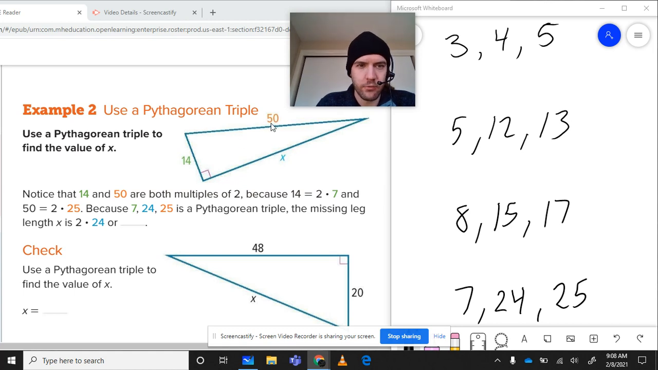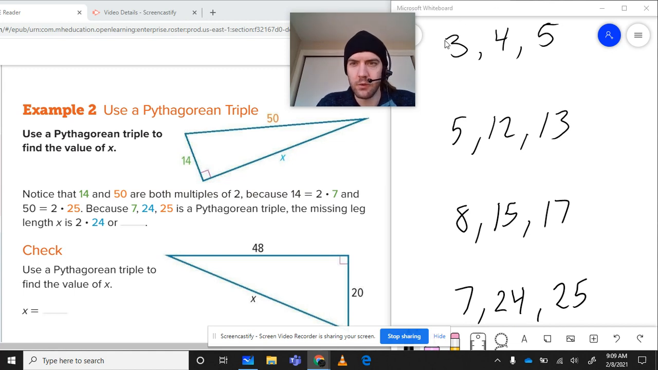So here we have 14 and 50. Notice that 14 and 50 are both multiples of 2, because 14 is 2 times 7, and 50 is 2 times 25. So that 7 and that 25 are part of a Pythagorean triple, which means that the missing piece would have been 24. Well, since these are not a 7, 24, 25 triple, they're a multiple of that. They're twice as big. We're not going to have 24 here, just like we didn't have 25 up top. We had 50. Instead of 24, we are going to have 48. Okay, so 14, 48, 50 is just twice as big as this one.